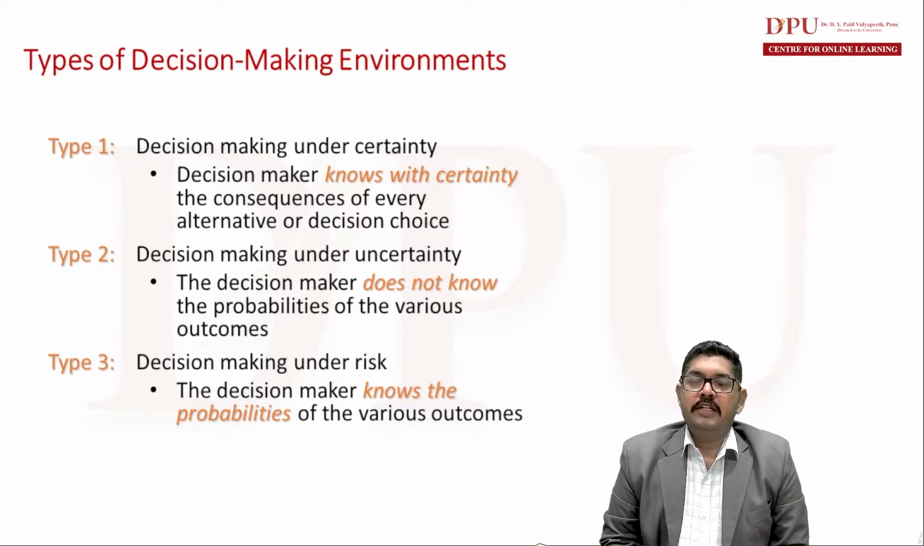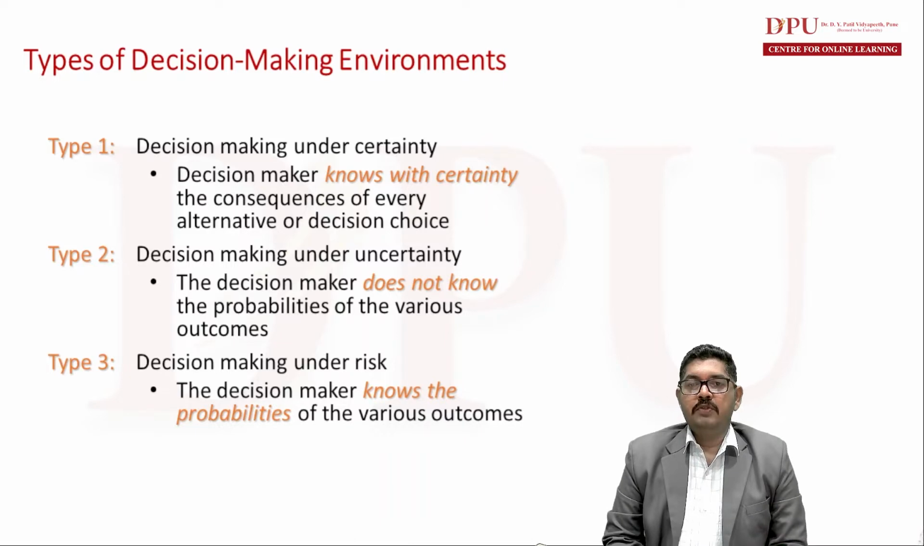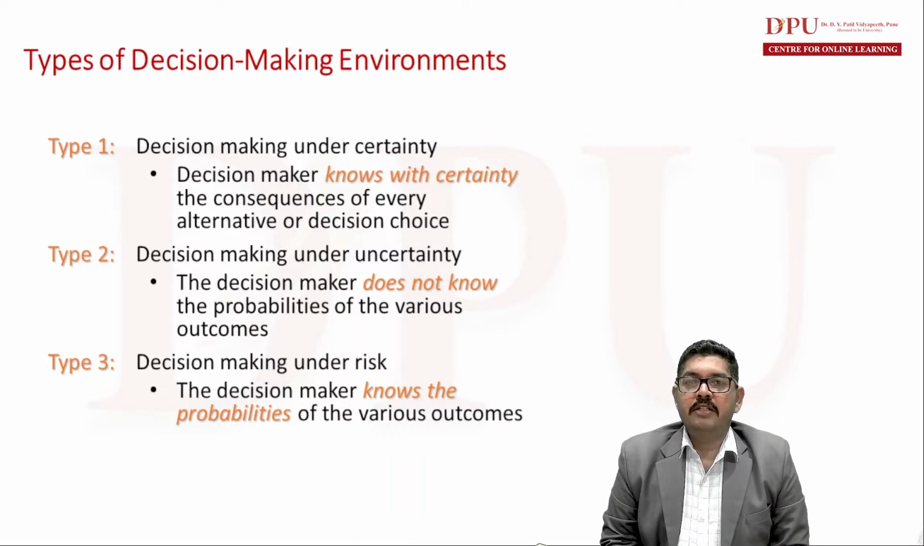So type 1 is decision making under certainty. The decision maker knows with certainty the consequences of each alternative or decision choice. So he has perfect certainty about the consequence of every alternative and decision choice. So we know the payoff and profit of each alternative chosen by the decision maker with certainty.